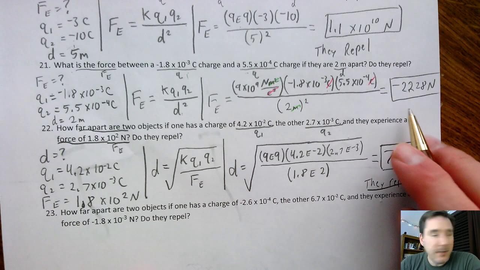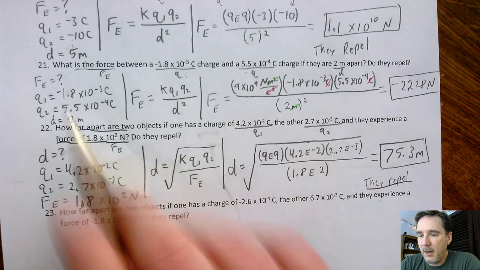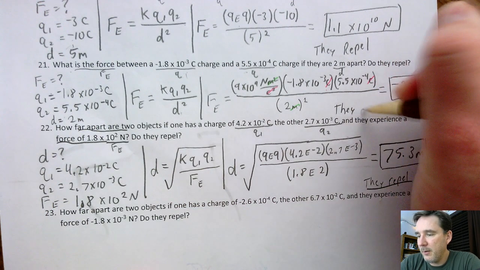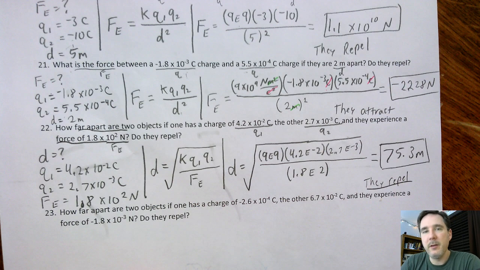Anyway, it's a negative force, which means they're pulling together. We got a negative and a positive, so they don't repel, they attract each other, because it's a negative force and you have a positive and a negative charge.